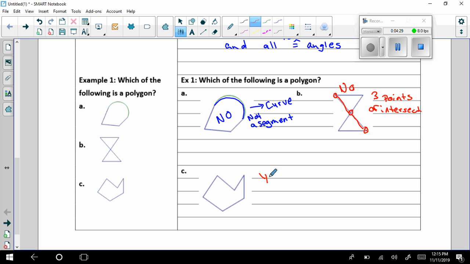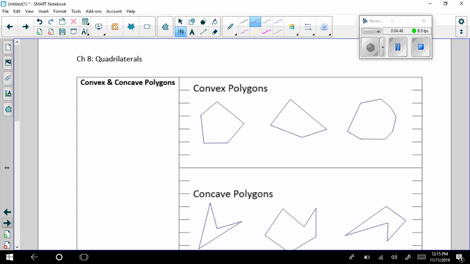This one is a polygon. All right, every point just hits once, all the sides are straight. We can classify this, which we'll talk about in just a minute. So that one is yes. All right, so there's a couple different classifications. Just like with angles, we can classify, or with triangles, excuse me, we can classify by like the angles themselves and by the sides.